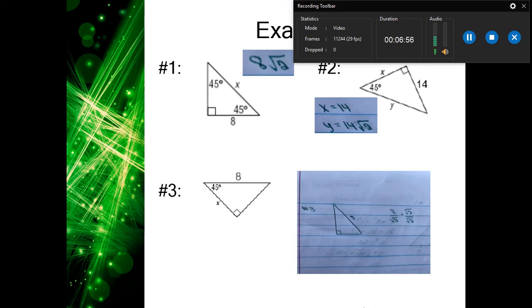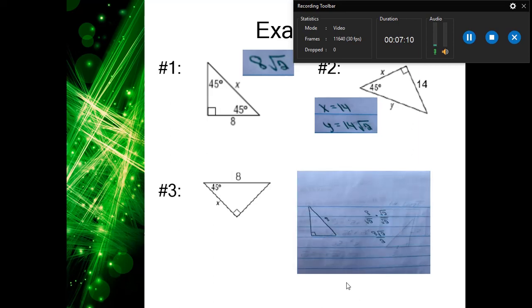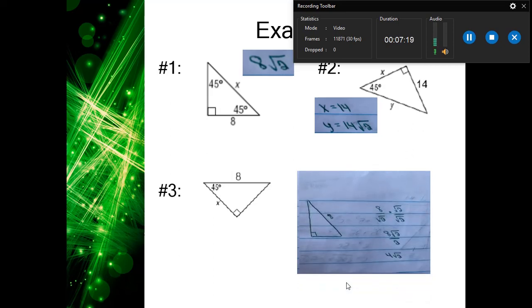Since I'm not allowed to have a radical in the denominator, I'm going to rationalize. We're multiplying the entire thing by radical 2 over radical 2. This is just a manipulation of 1. And when I multiply in the numerator, I'll have 8 radical 2. In the denominator, I'll get radical 4, which is the whole number 2. And then I'm going to simplify, and my missing leg is 4 radical 2. There is a pattern here. We'll see if you can figure it out by the time we get to the next problem.